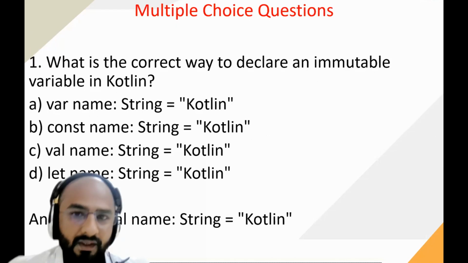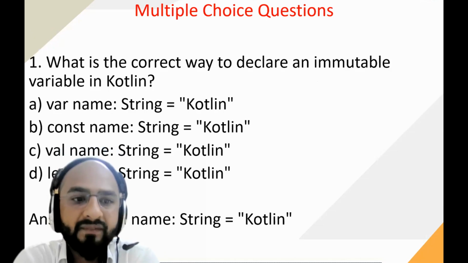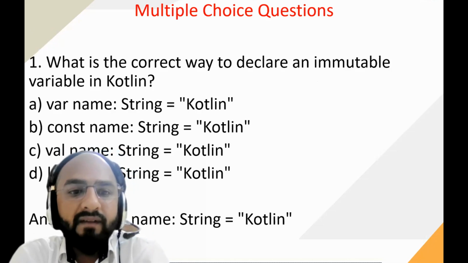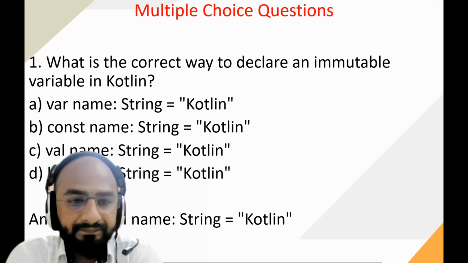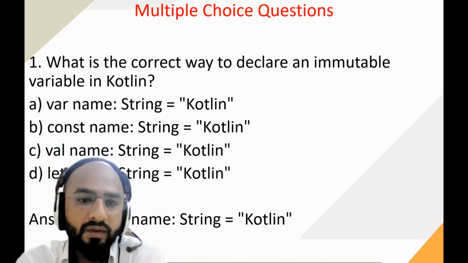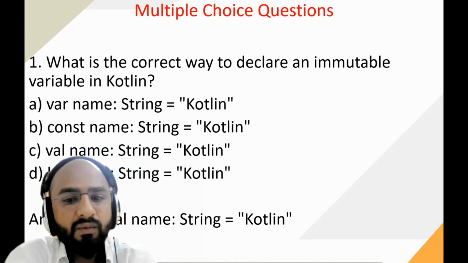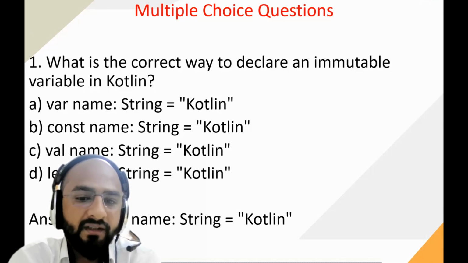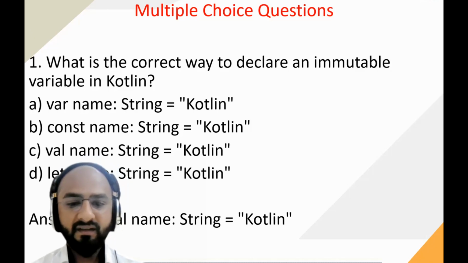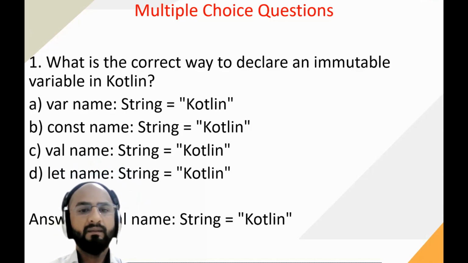Let's have some multiple choice questions, MCQs. First question: what is the correct way to declare an immutable variable in Kotlin? A. var name colon String equal to Kotlin. B. const name colon String equal to Kotlin. C. val name colon String equal to Kotlin. D. let name colon String equal to Kotlin. So the right answer is C, val name colon String equal to Kotlin. By using that syntax, you can create an immutable variable.